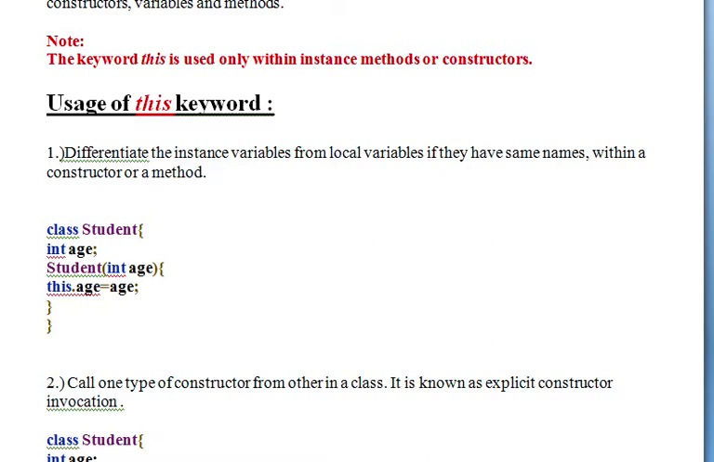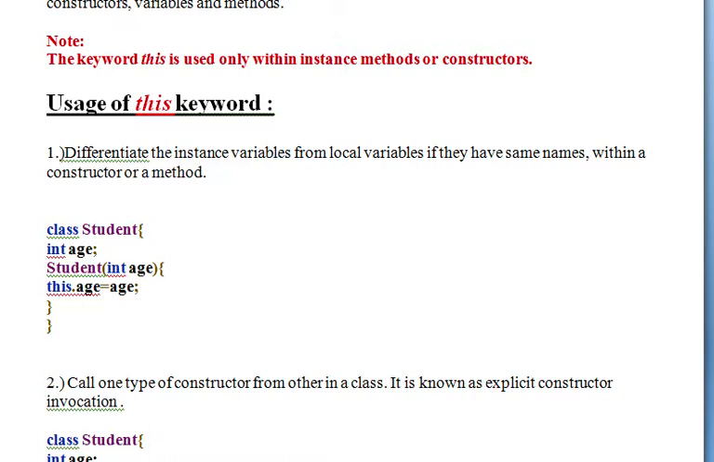Now, in how many ways can we use it? There are two usages of this keyword. The first one is to differentiate the instance variables from the local variables if they have the same names within a constructor or a method.